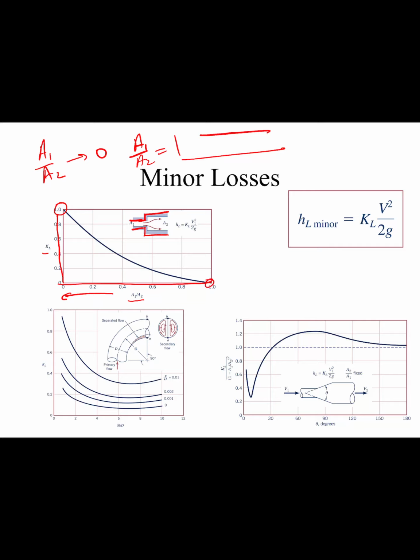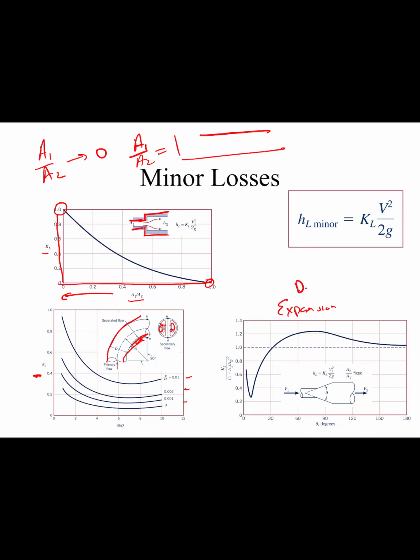Here we have some other situations. What if we have a bend in a pipe? You can see that the flow separates on the bend, and secondary circulations start to form. As a result, for different relative roughnesses, we get different amounts of loss for our loss coefficient.